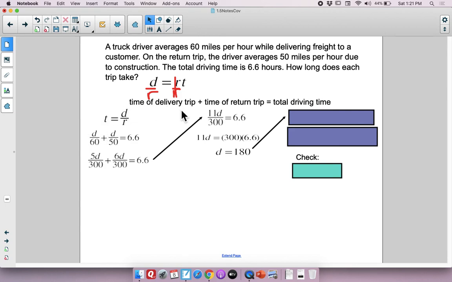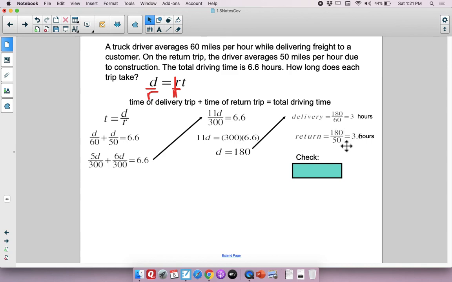So the delivery trip, if I'm going 60 miles per hour and I need to go 180 miles, it's 180 divided by 60, which is 3 hours. And for the return, it would just be 180 divided by 50, plugging into that. And that is 3.6 hours. Does that make sense? Why does that make sense? Yeah, 3 plus 3.6 is 6.6. And there you have it.